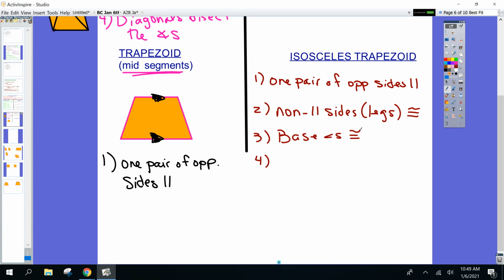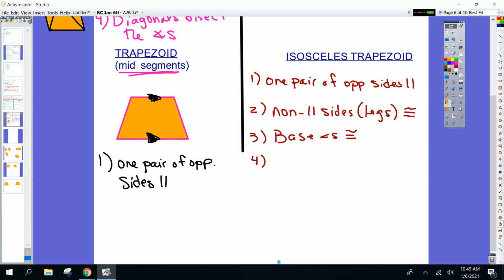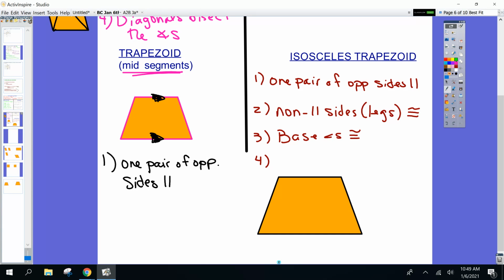And in an isosceles trapezoid, remember, there's two pair of base angles. Two pair. I might as well throw it up here so you can visually see what I'm talking about. Two pair. The top pair and the bottom pair are considered base angles. All right? And there's one more property to be aware of.